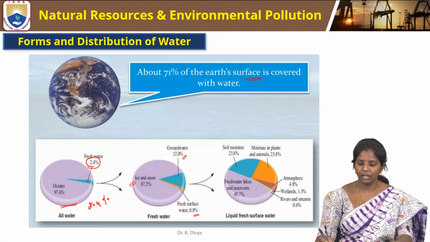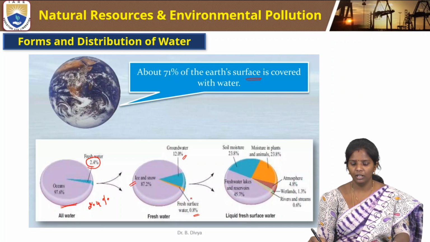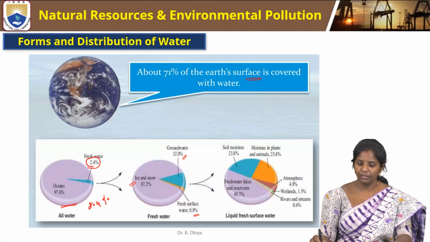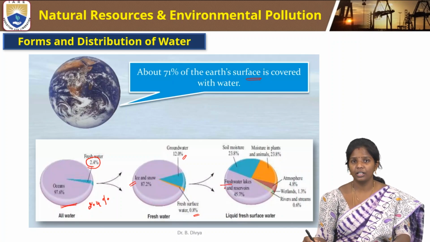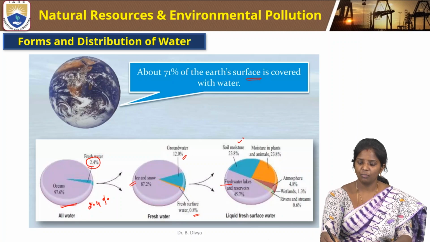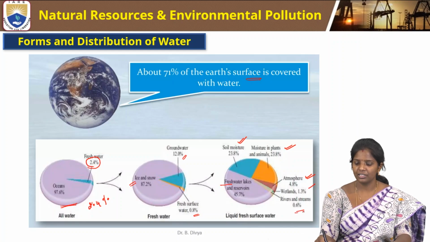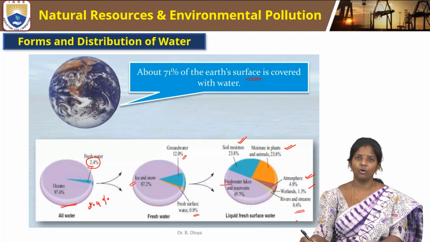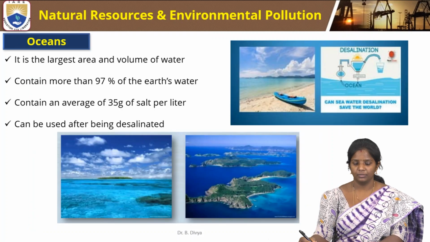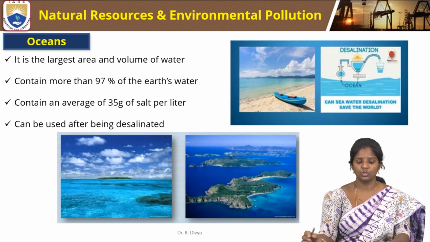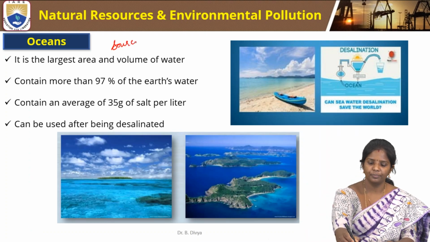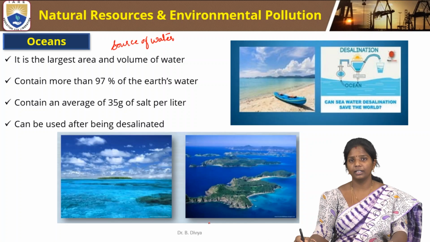In the fresh surface water, we have freshwater lakes and reservoirs, the soil moisture, moisture in plants and animals, the water present in the atmosphere, wetlands, and rivers and streams. These are the different forms of water distributed on earth. Oceans are also a source of water, where the largest area and volume of water on earth is contained.